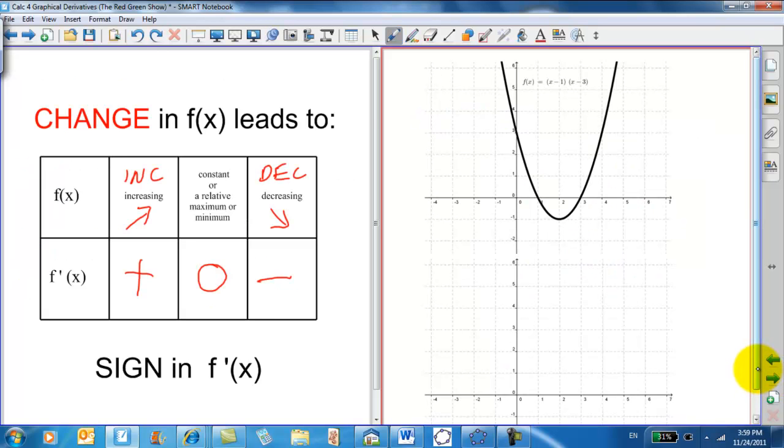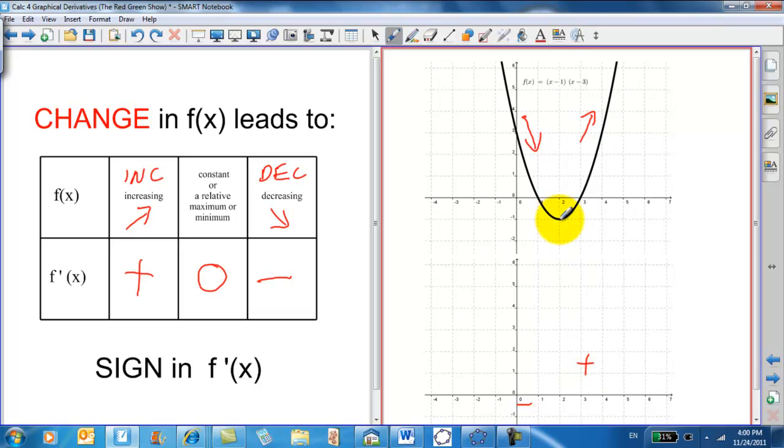Let's look at this in the graph of this parabola, x minus 1 times x minus 3. Now, we can see that on the left side of the parabola, the function is decreasing. As you go from left to right, it's going down, so the derivative will be negative. On the right, the parabola is increasing, so the derivative will be positive.